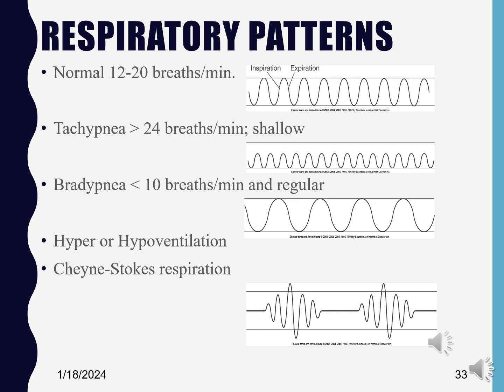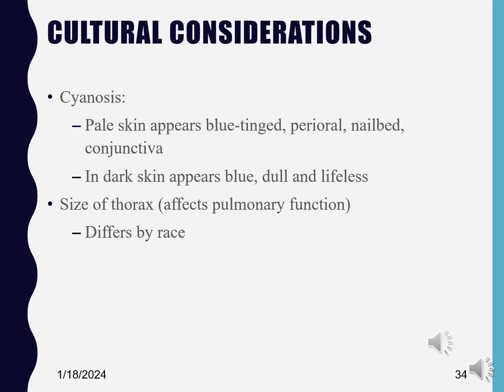The Cheyne-Stokes respirations, we see that at end of life. They're irregular and typically maybe less than 10, but more irregular. So we assess for cyanosis in pale skin, and we see that as blue tinged, and we look around the mouth and the nail beds for peripheral cyanosis, etc. In darker skin, cyanosis may appear more blue or dull and lifeless in the tissue.